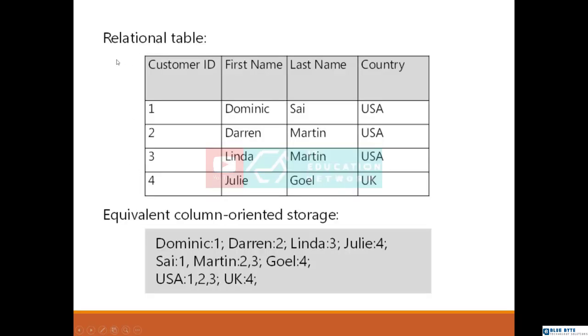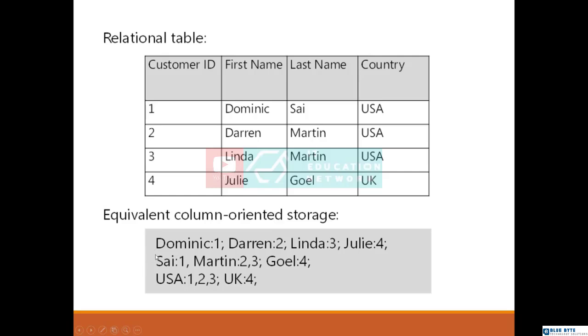The next one is the column-oriented design or databases. With this one, as we see, the relational table, which is being represented in this table, can be described once you want to use a column-oriented storage like this. So here let us take a look. For Dominic, for example, the number is 1. For Darren, the number is 2. Linda, number 3. Which means the main ID number for each one of these users.